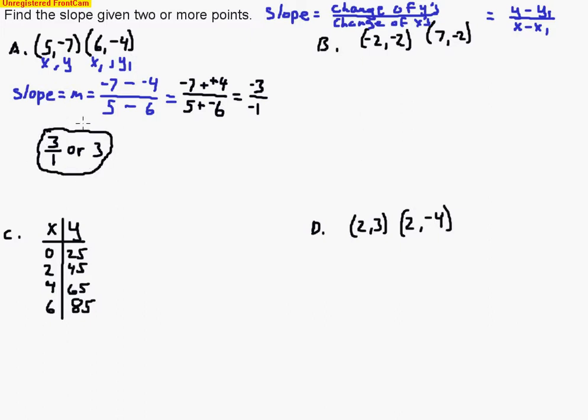Let's take a look at another one here. Again, we've got our x values, so I'm going to consider this one my x, and this one will be my y. And I'll call this one my x1, my other point, and this is my other y, the y value of that other point.